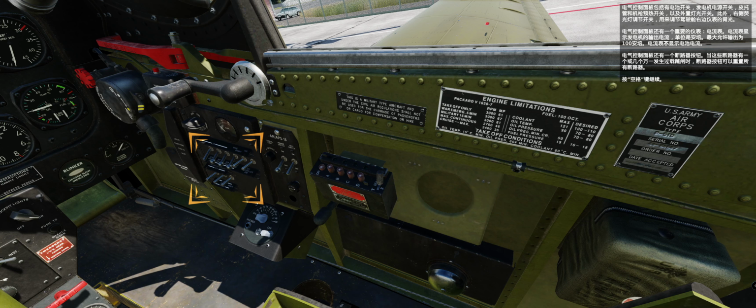Finally, the electrical control panel also includes a circuit breaker bump plate. This can be pressed in to reset all the circuit breakers in case one or more of them gets overloaded and pops out.